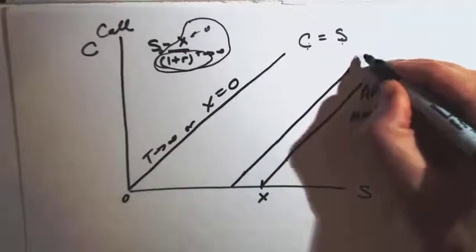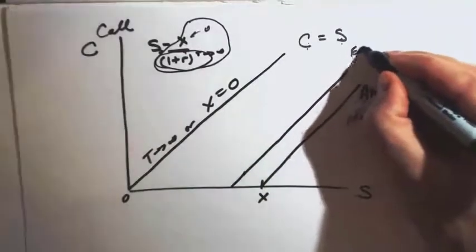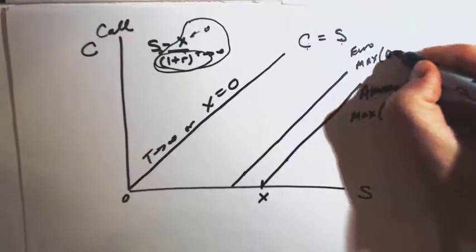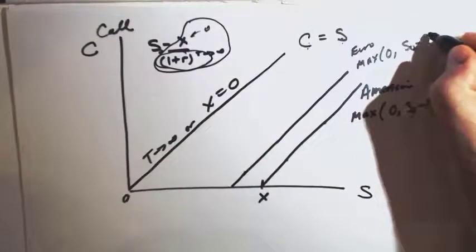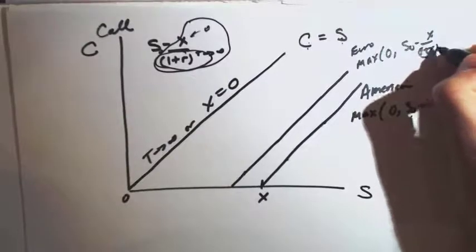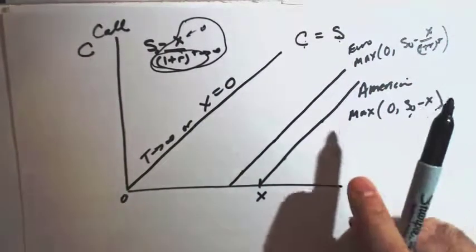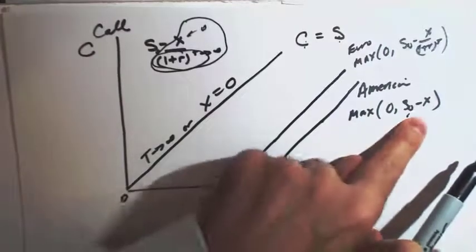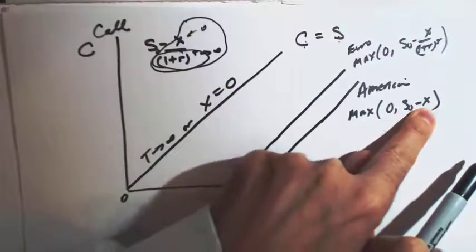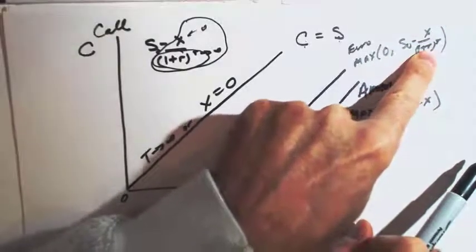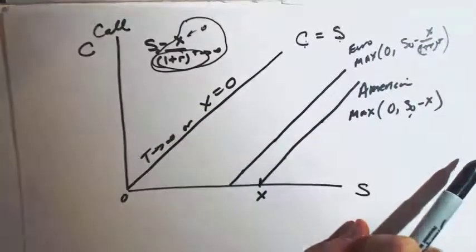And that's the European one. And so I'll just call it Euro. And remember, that is the maximum of 0, or S minus the present value of the strike. And so, by the way, now's a good time for me to tell you this. You're going to see payoffs that look like this, just S minus X. You're going to see it divided by 1 plus R to the T.